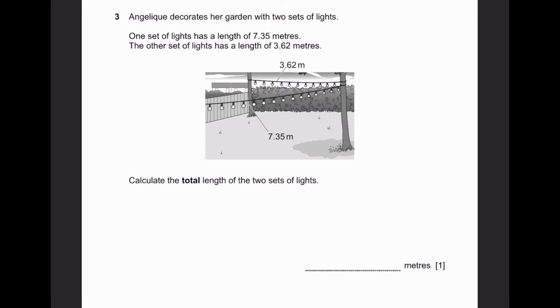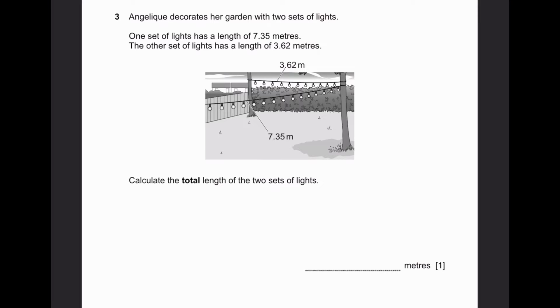Question 3. Angelique decorates her garden with 2 sets of lights. One set of lights has a length of 7.35 meters. The other set of lights has a length of 3.62 meters. There are 2 sets of lights like that. Calculate the total length of the 2 sets of lights.